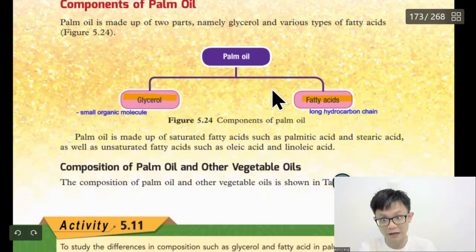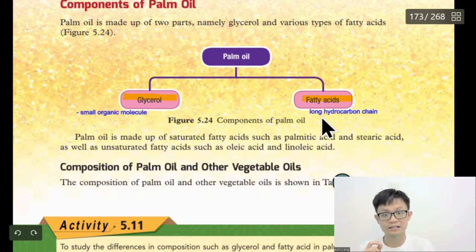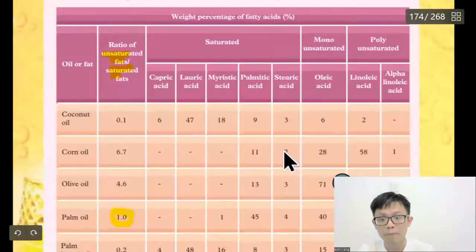Both are oil, but how to say this? This is called a small organic molecule, meaning the molecule is smaller. Fatty acid is a longer hydrocarbon chain. But I don't think it will come out in the exam, because it's not in the textbook, but just for you to understand, okay?